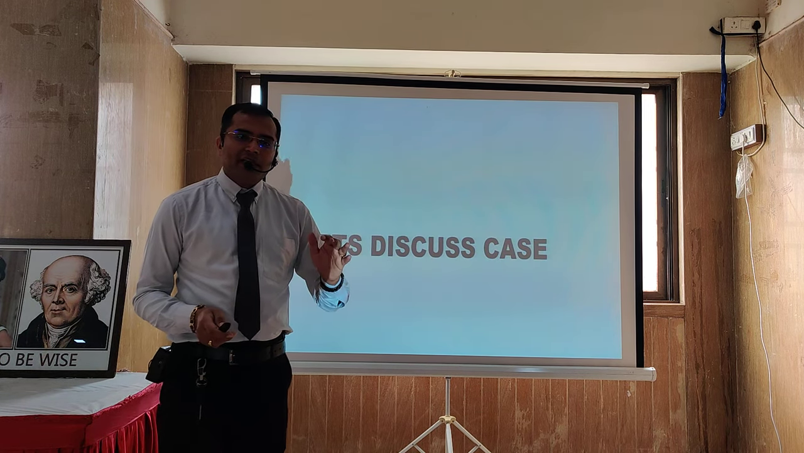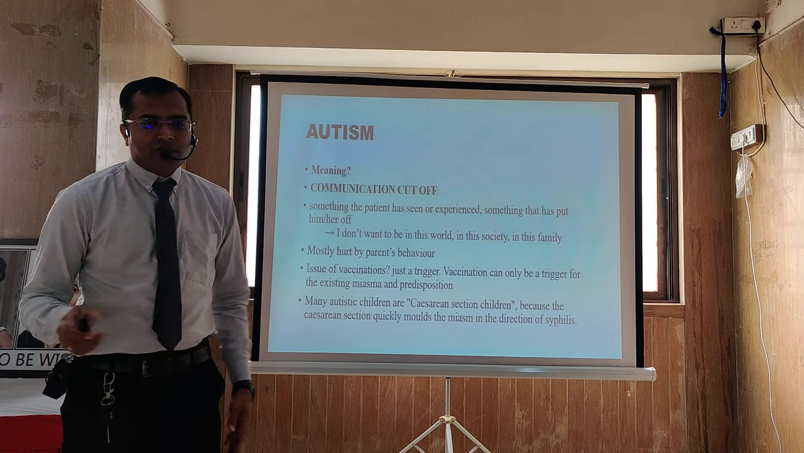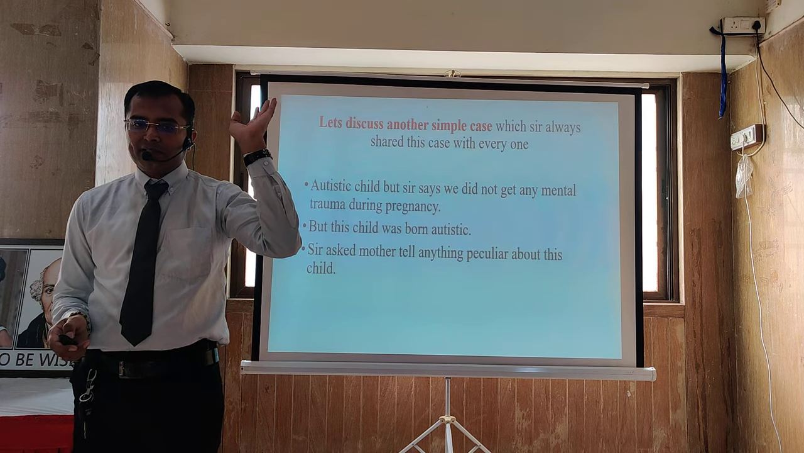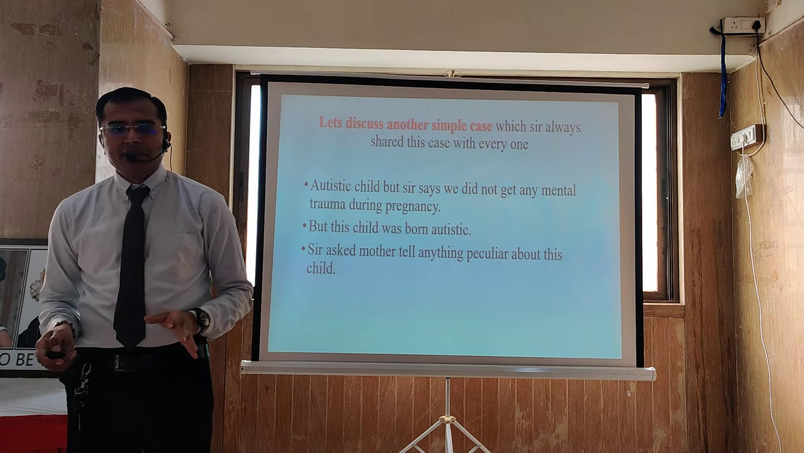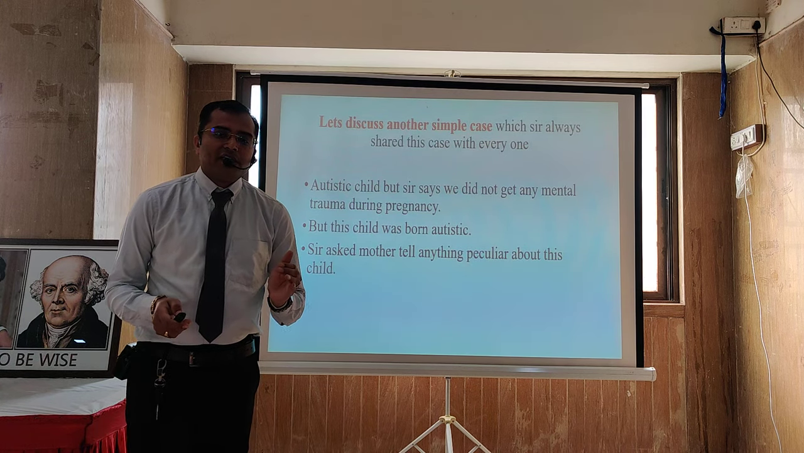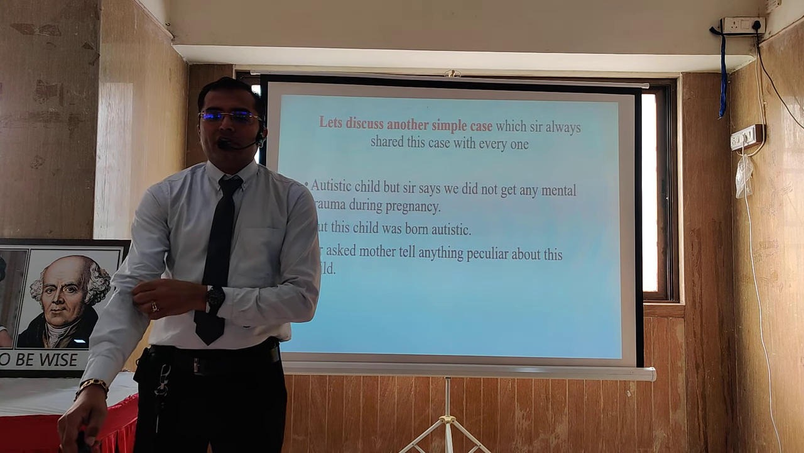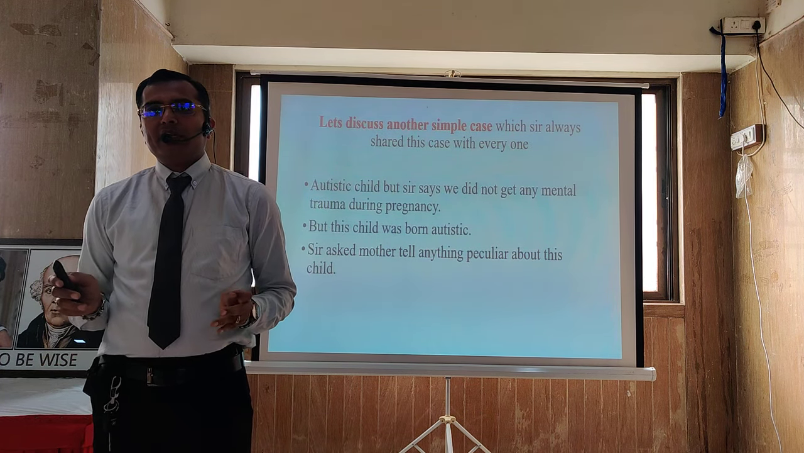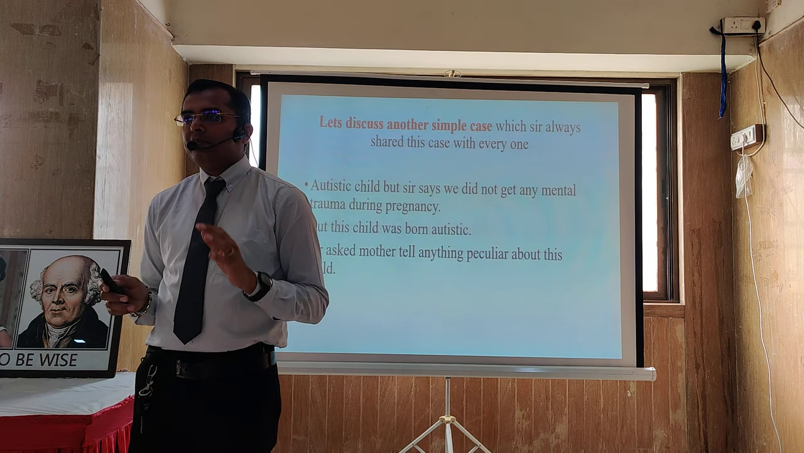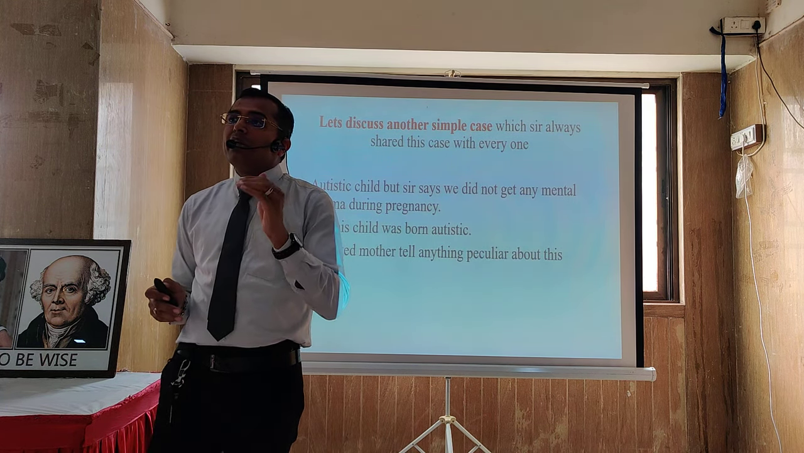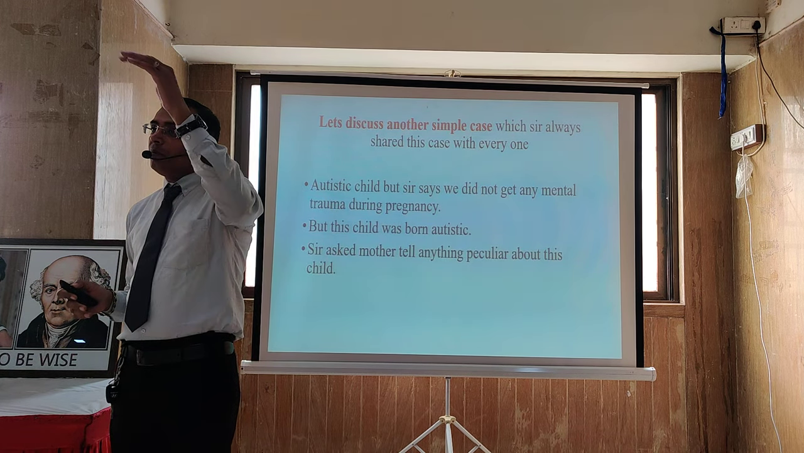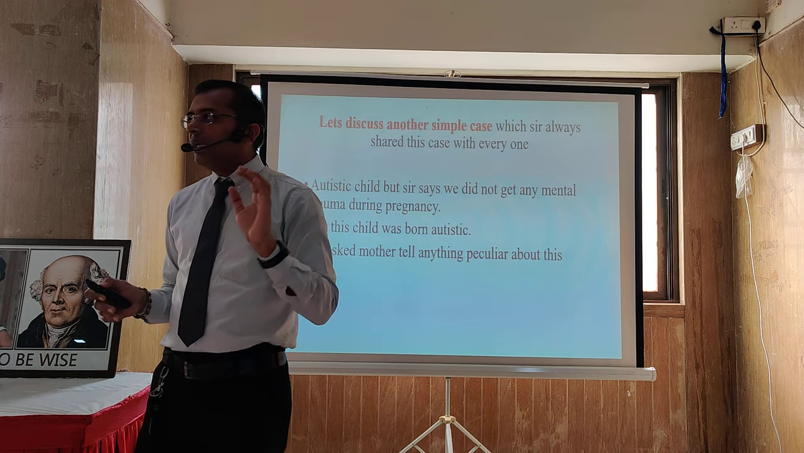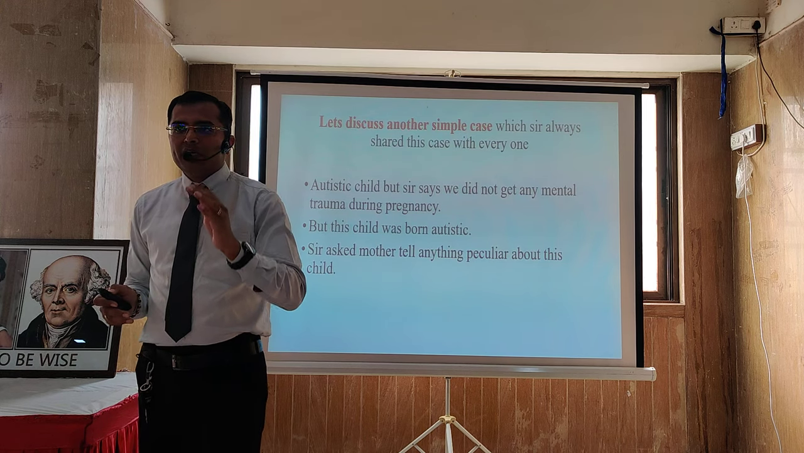Okay? So let's discuss a few cases. I was keeping this first case because I had part of it in the last session. Let's discuss this case. This is a new one. The case is like this: an autistic child, but sir says we did not get any mental trauma during pregnancy. Whenever you take a certain history, you encounter cases where you probe a lot of things, but you don't find any mental cause during pregnancy. So the child was born autistic. So something is there in the child. Okay. So we need to treat, na?